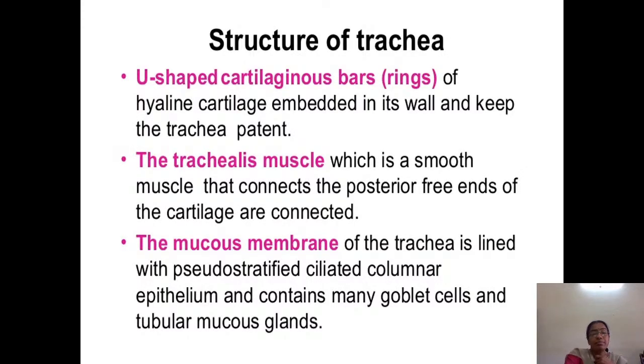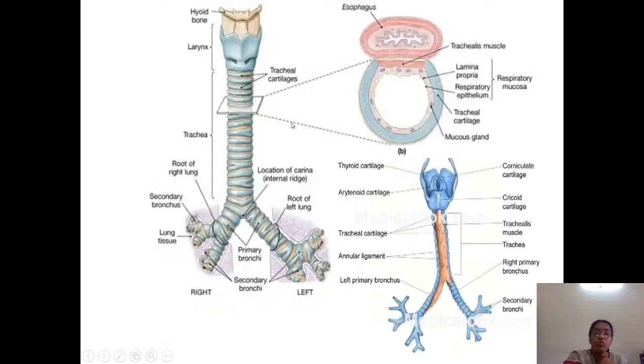We have said the trachea has a cartilage part and a membranous part. The cartilage is U-shaped hyaline cartilage embedded within the wall. There is hyaline cartilage, elastic cartilage and fibroelastic cartilage, but the trachea is made up of U-shaped cartilage. When you take a cut section of the trachea, you can see it is a U-shape made up of hyaline cartilage. So this is a hyaline cartilage.